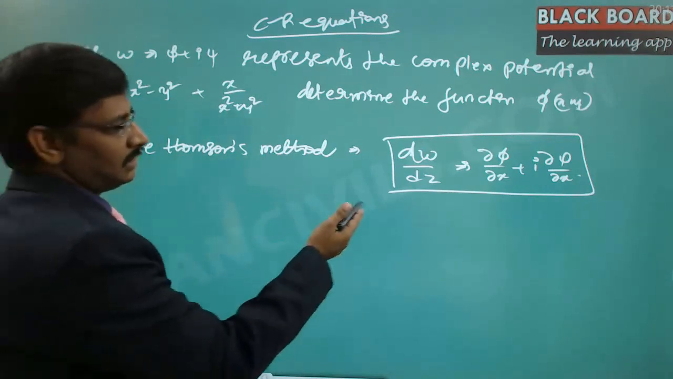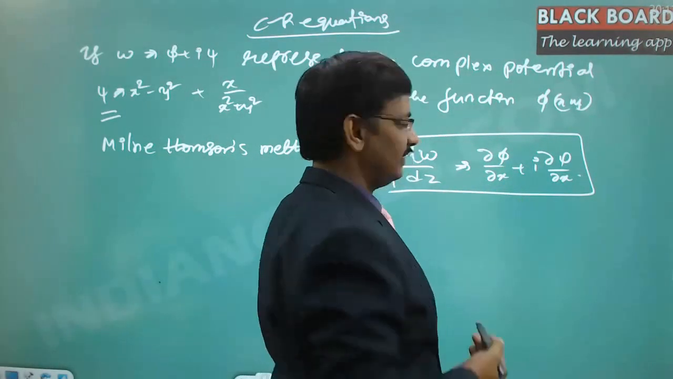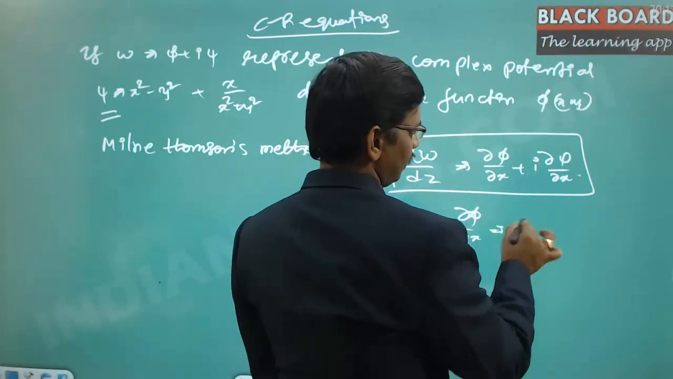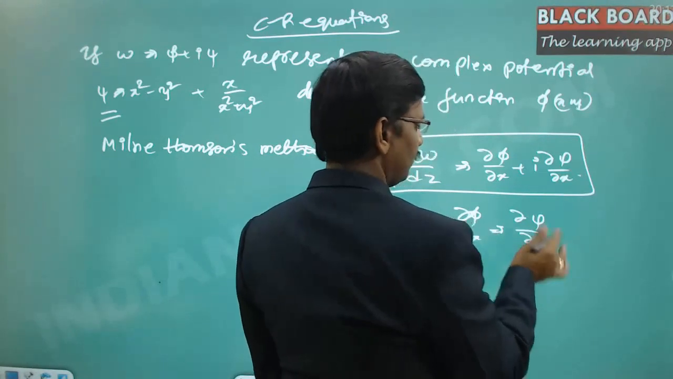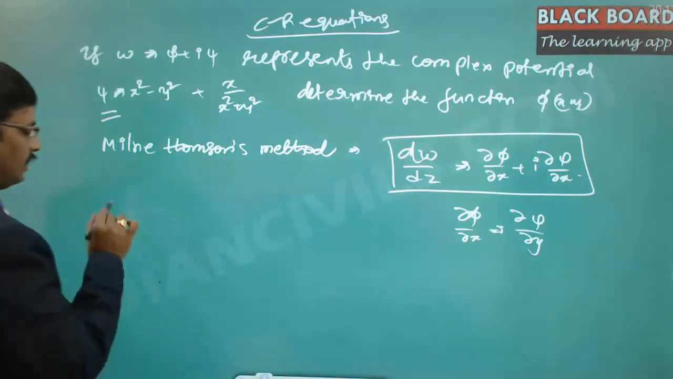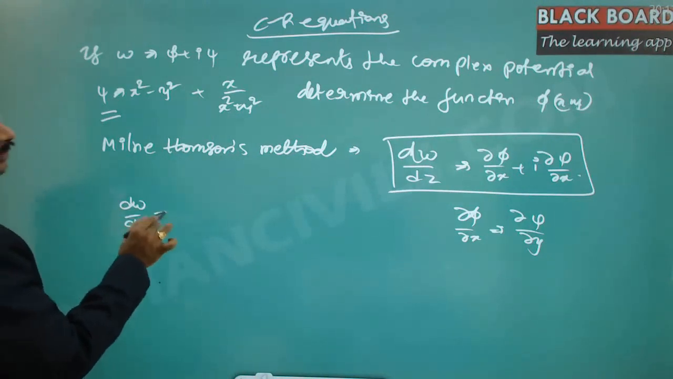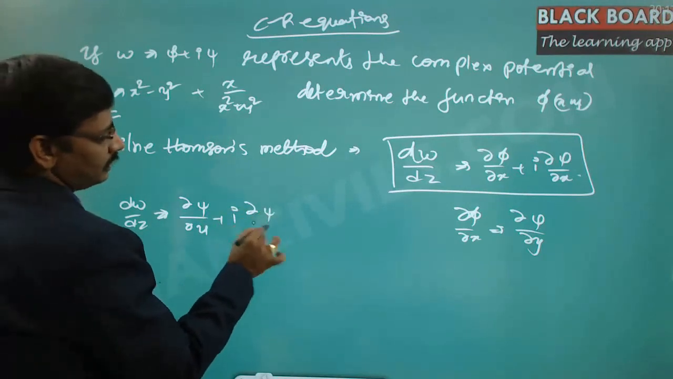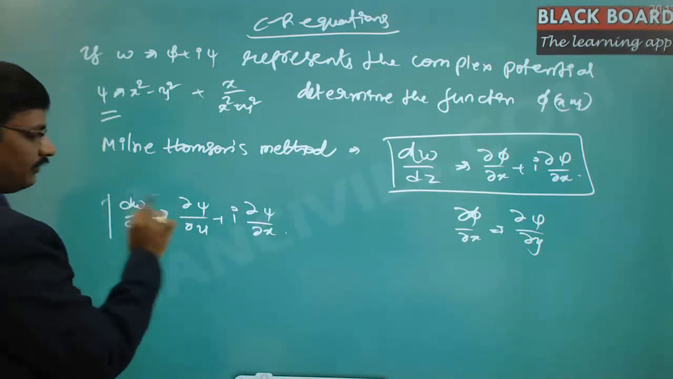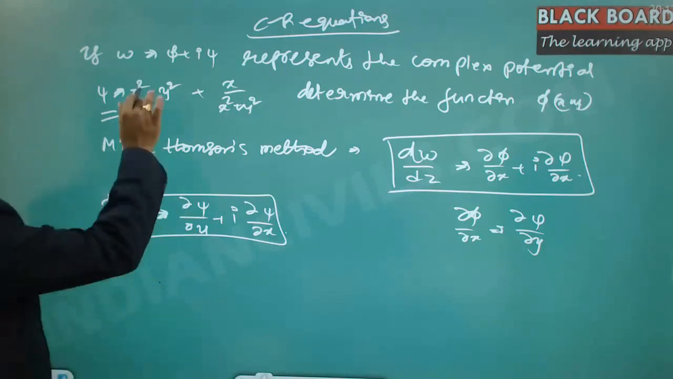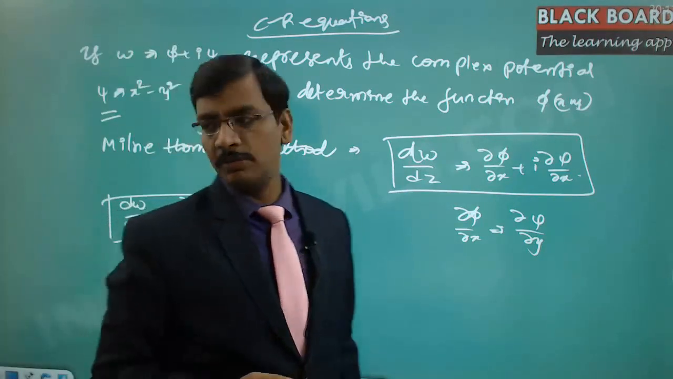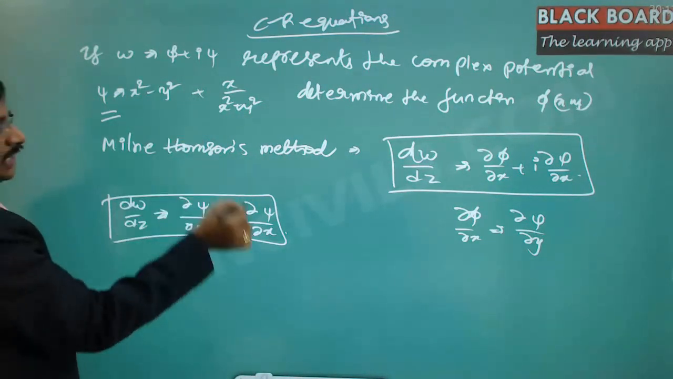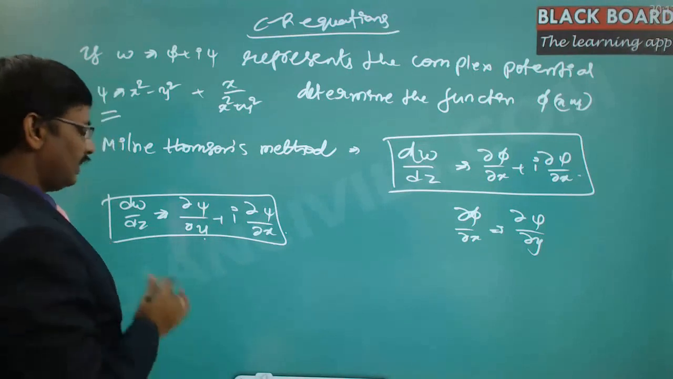Now this phi can be expressed in terms of psi with the help of the CR equations. That is dou phi by dou x is equal to dou psi by dou y. And if you replace in this equation, then dw by dz is equal to dou psi by dou y plus i times dou psi by dou x. And this is the derivative of the function. Now we have already got the function which was given as the problem statement. Now in this, if you take the derivative of this with respect to y, then take the derivative of this with respect to x and then add it together.